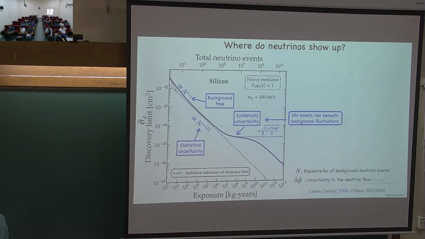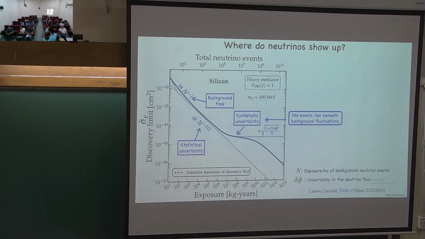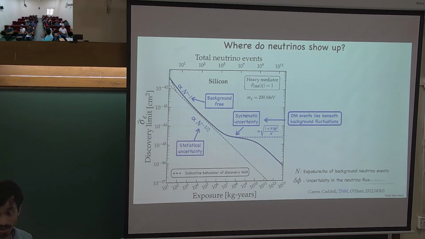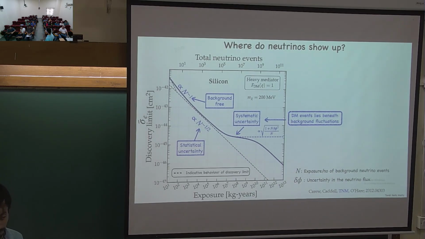Okay, now if you increase the exposure, let me go back to the question about calculating the cross section itself. So there must be uncertainty in the calculation of the cross section. We do not take into account those uncertainties. We only take into account uncertainties that are coming from the neutrino fluxes.